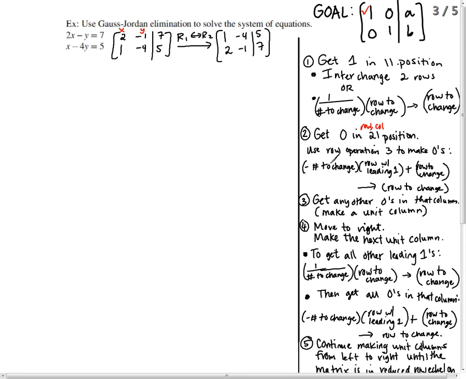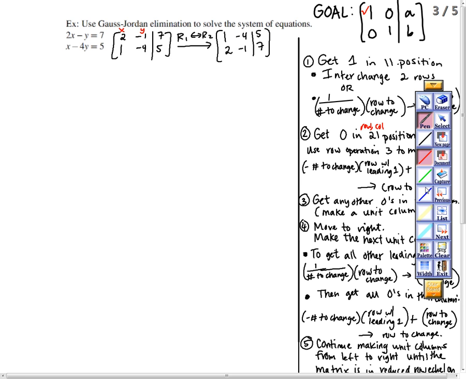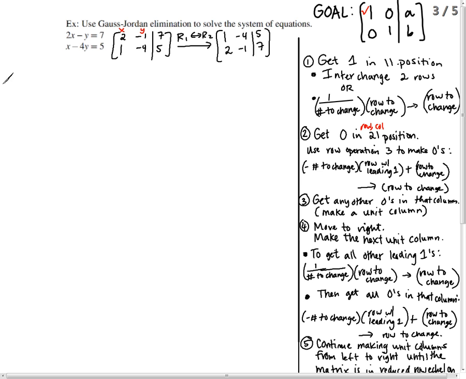How do I make zeros? I use row operation 3, which is the negative of the number I'm trying to change, so negative 2. I'm trying to change that to a 0, times the row with the leading 1 in it. The leading 1 that lines up is row 1. I'm going to add that to the row to change. I'm going to put it back in the row to change.